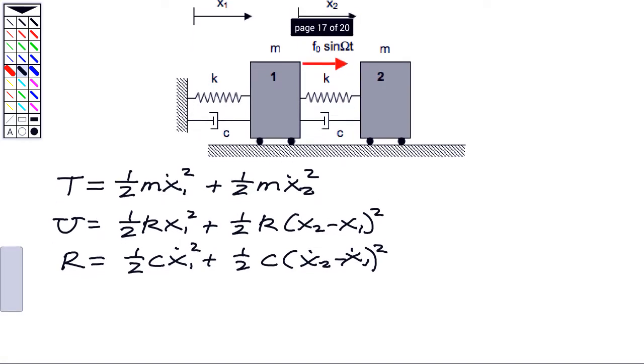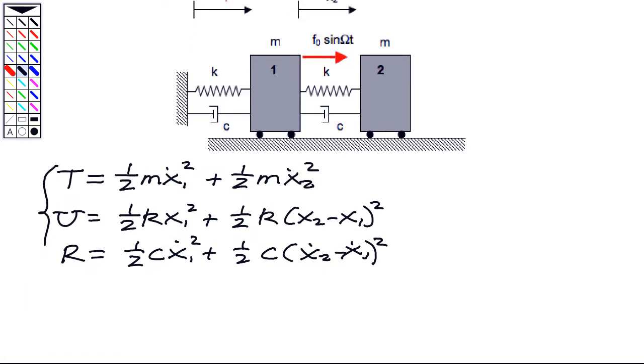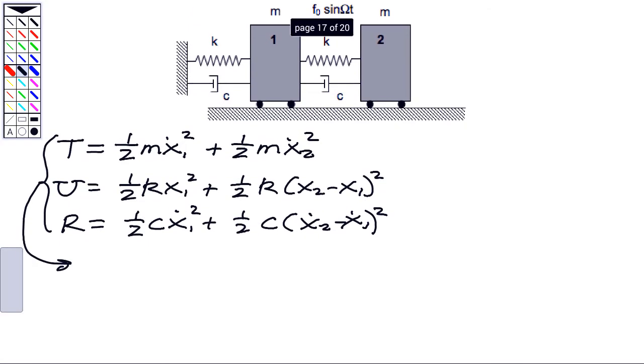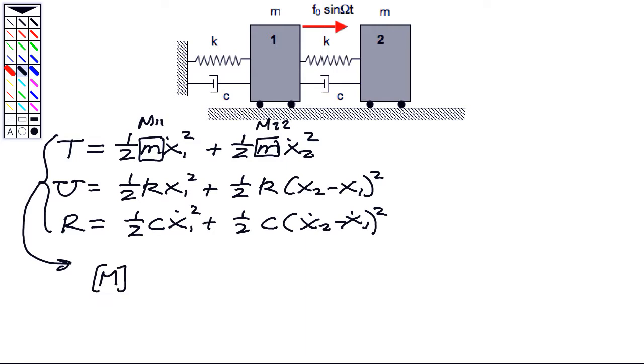So based on the results that we have from Lagrange's equations, looking at the linearized form of the equations of motion, we know that this ends up being m11. This becomes m22. There's no cross terms, so by inspection our mass matrix looks like this.